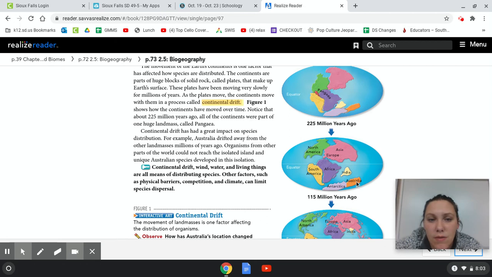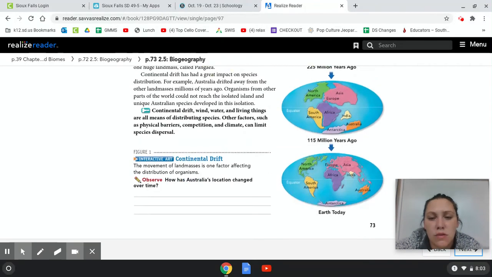Australia down here drifted away from the other land masses millions of years ago, so organisms from other parts of the world could not reach this isolated island anymore, and then unique Australian species were developed in this area. A key thing that I want you to look at on page 73 is the bolded sentence on the bottom with the little blue key. It says continental drift. Wind, water, and living things are all means of distributing species. Other factors, such as physical barriers, competition, and climate, can also limit species dispersal.